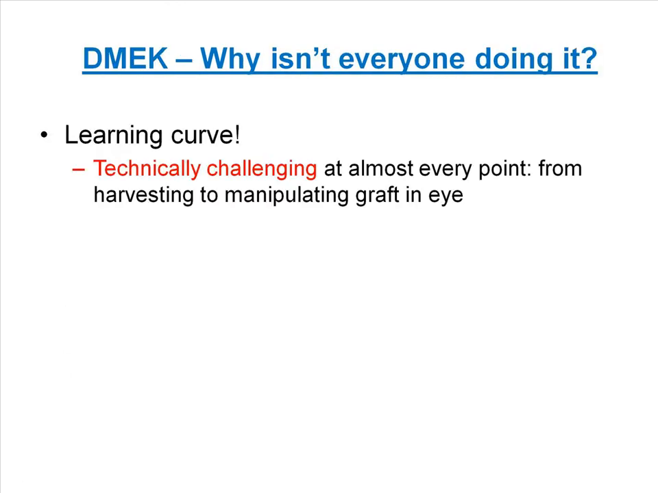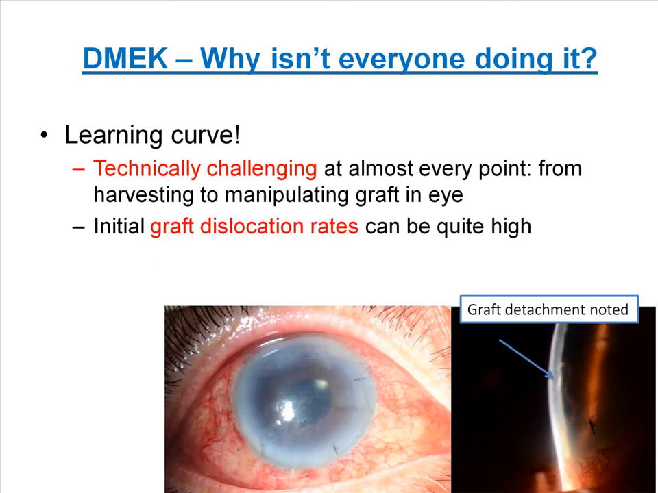However, DMEK can be technically challenging, from harvesting an intact Descemet's membrane with minimal endothelial damage to manipulating the graft within the eye. Graft dislocation and detachment rates can also be quite high in the initial learning curve. Also, it has been observed that endothelial cell loss can be higher than that seen in DSAEK.